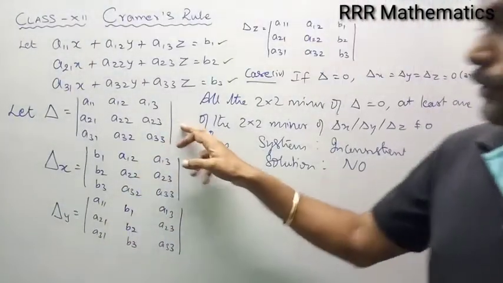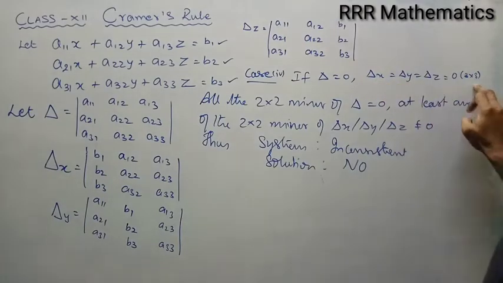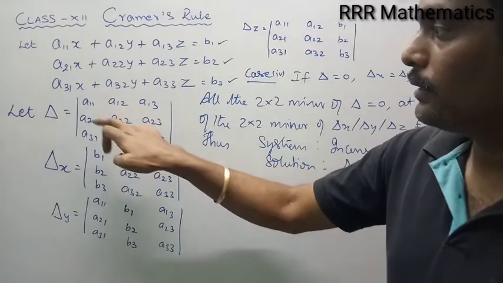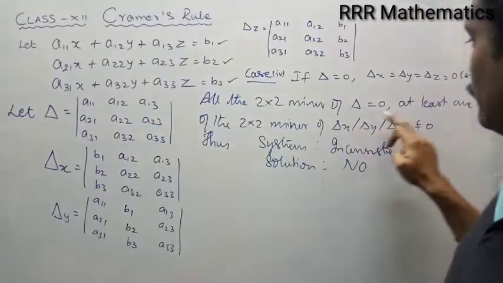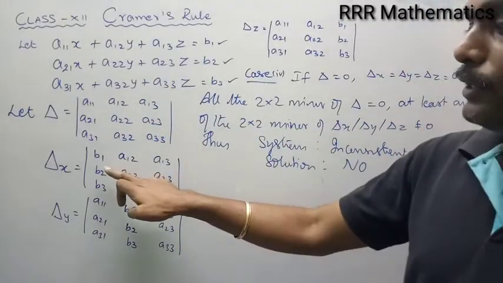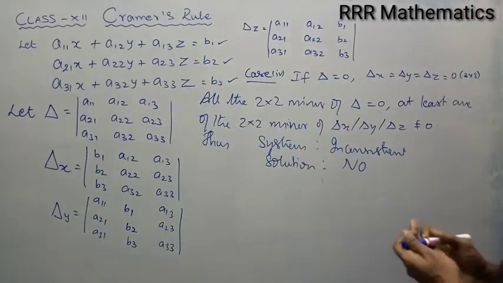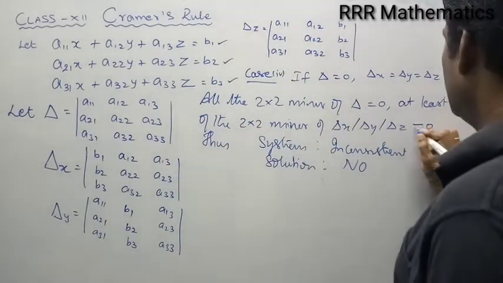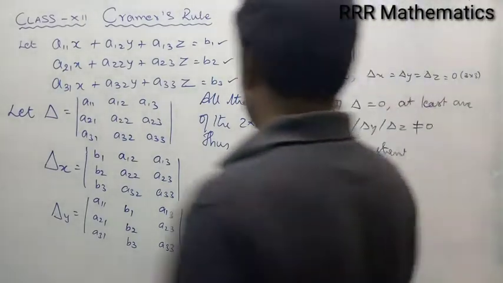Here delta is 0, delta x 0, delta y 0, delta z 0, 3 by 3. And of all the possible 9 2 by 2 minors, all the 2 by 2 minors of delta are 0. At least one of the 2 by 2 minors of delta x or delta y, delta z is not equal to 0. Then the system is inconsistent. The word inconsistent will come in case of no solution. Okay.